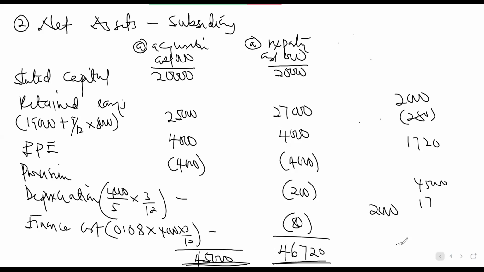What were the items that happened during the post-acquisition period that were not adjusted? We have a depreciation of what? 200. Depreciation of 200. So you can just take the 200. And finance cost of 80. So you can just adjust your post-acquisition profit like this. This is how I used to find my post-acquisition profit.